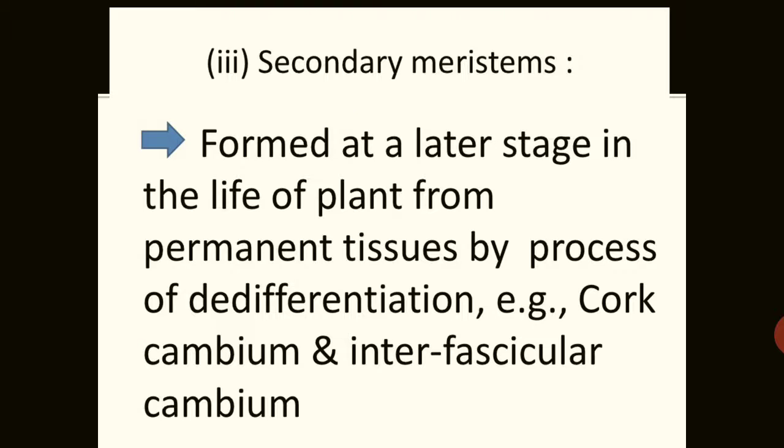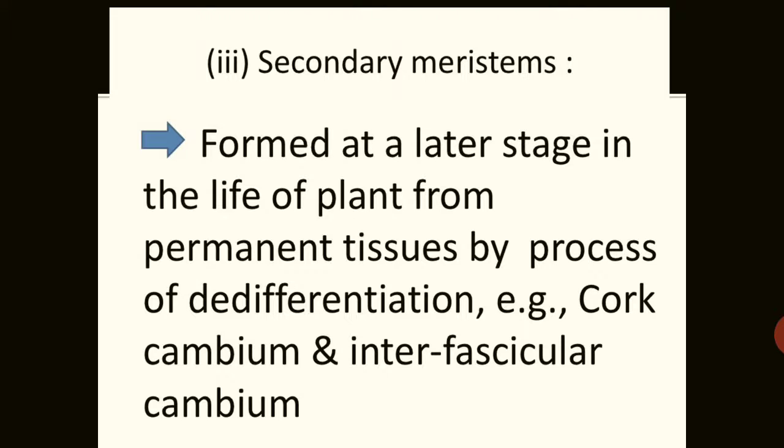The secondary meristems are formed at a later stage in the life of the plant, from permanent tissues, by the process of dedifferentiation. Now the question is, what is dedifferentiation? Dedifferentiation is a phenomenon in which a cell regains its capacity for cell division. There is a loss of cell division capacity after the cell has divided into different types of tissues. Again, if it regains its capacity under certain conditions, this phenomenon is known as dedifferentiation.